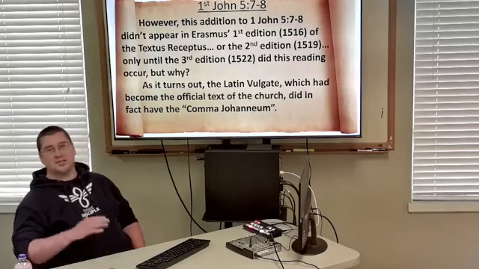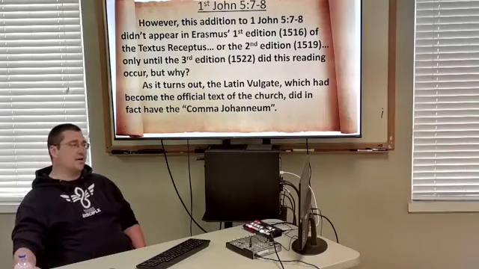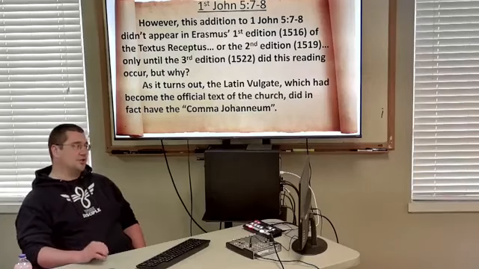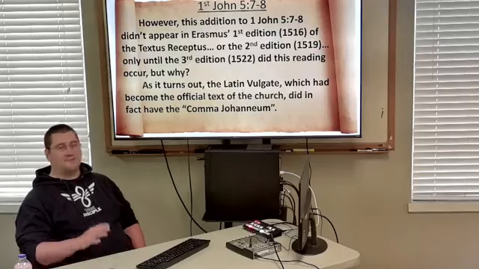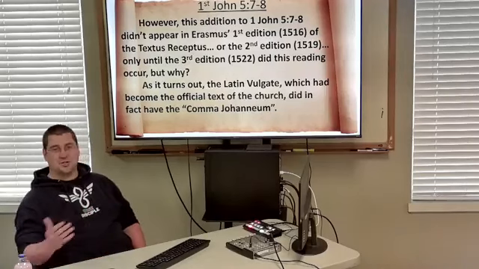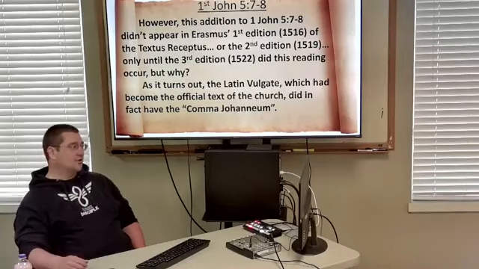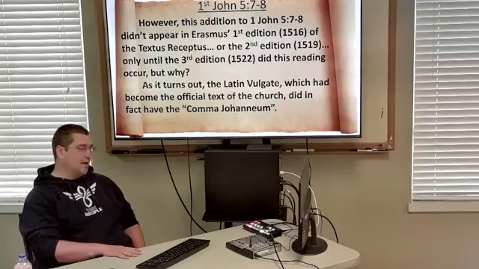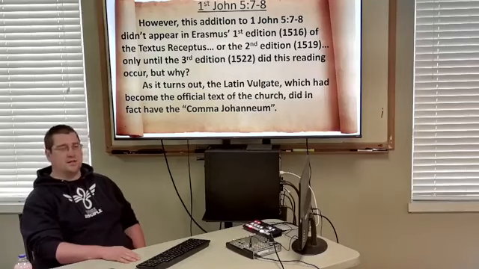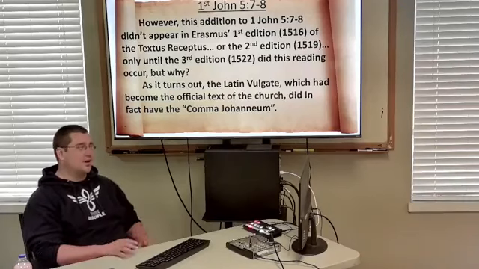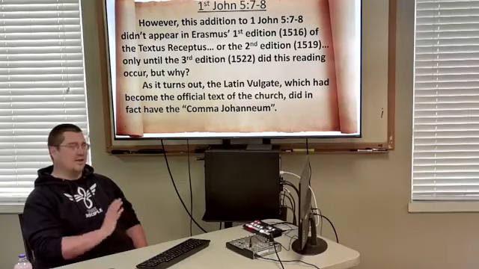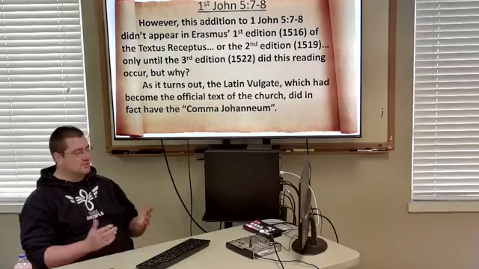It didn't appear in his second edition of the TR in 1519. It's not until we get to his third edition in 1522 that we have this reading. And he had 5 editions total, and so from the third edition on, we have it. As it turns out, the Latin Vulgate, which had become the official text of the church at that time, did have this section called the Comma Johanneum, but Erasmus didn't have it in his first 2 editions. So the question is why?